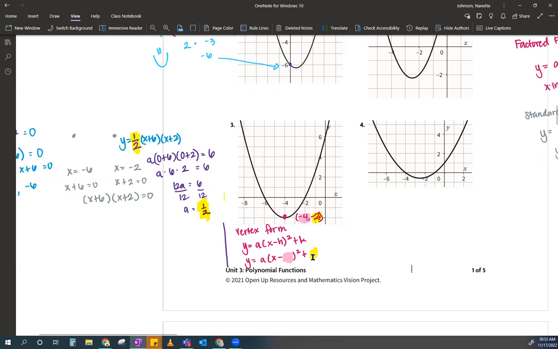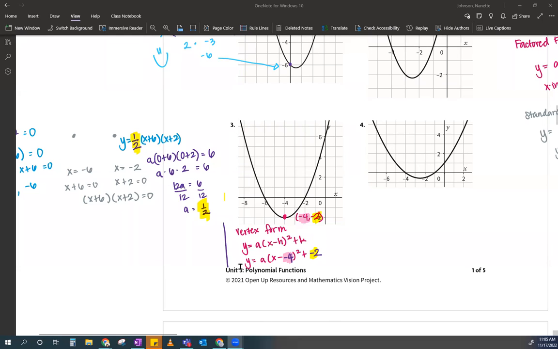And you're pretty much done, except for now you just have to figure out that a. But you would do it in the same exact fashion by plugging in an x value and finding the y value, or the a value that would get the y value. Okay, so try and do that. Pause the video and try and do that really quick.